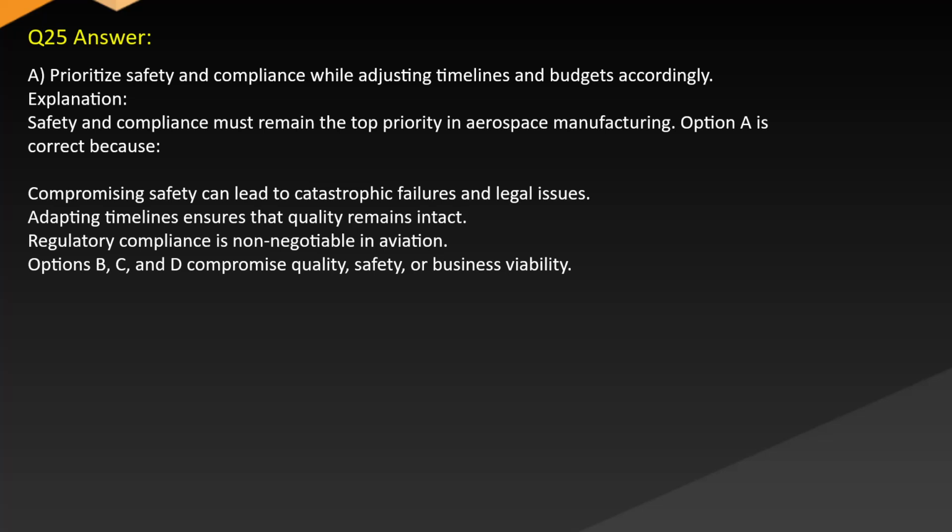Answer A. Prioritize safety and compliance while adjusting timelines and budgets accordingly. Explanation. Safety and compliance must remain the top priority in aerospace manufacturing. Option A is correct because compromising safety can lead to catastrophic failures and legal issues. Adapting timelines ensures that quality remains intact. Regulatory compliance is non-negotiable in aviation. Options B, C, and D compromise quality, safety, or business viability.